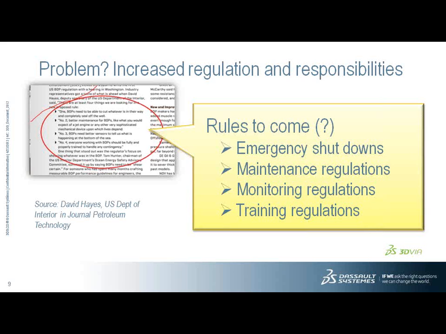So I think the industry can expect that we will be getting more regulation and more scrutiny on the responsibilities. And maybe some of those areas aren't necessarily where the industry would have prioritized them, but they're probably going to be coming. So here we have David Hayes, U.S. Department of Interior, and a quote in the Journal of Petroleum Technology.